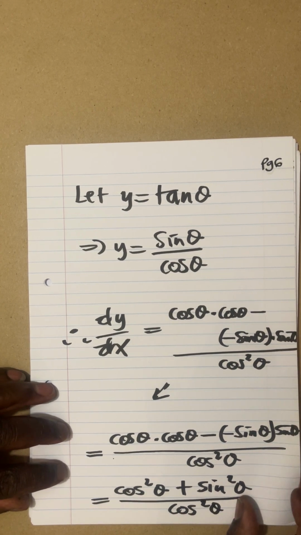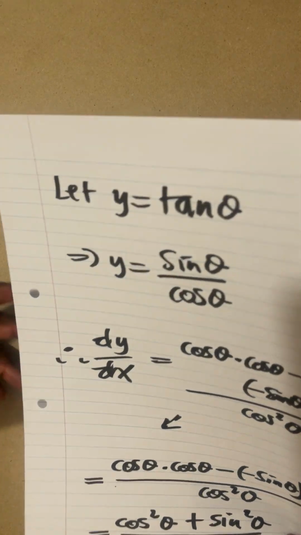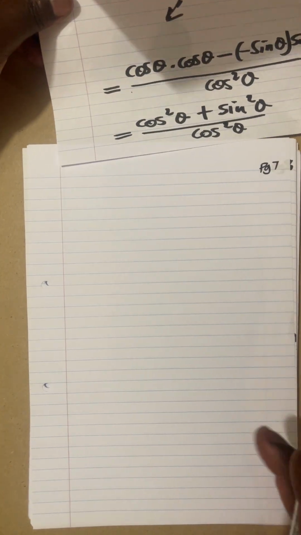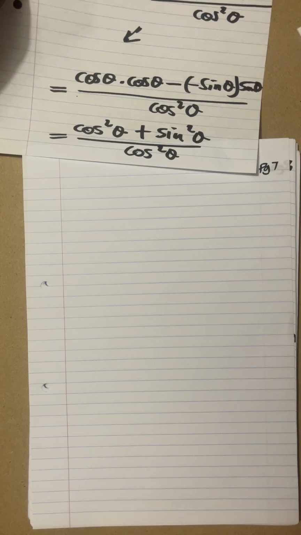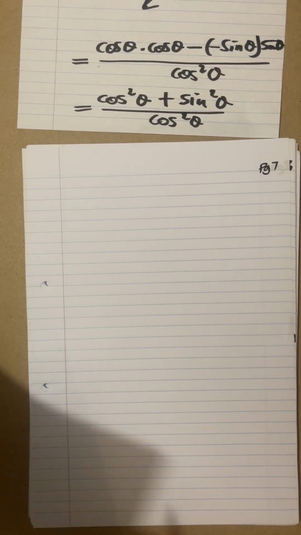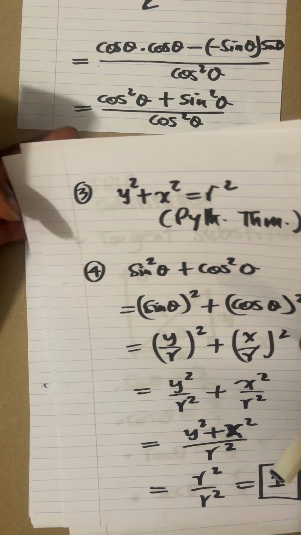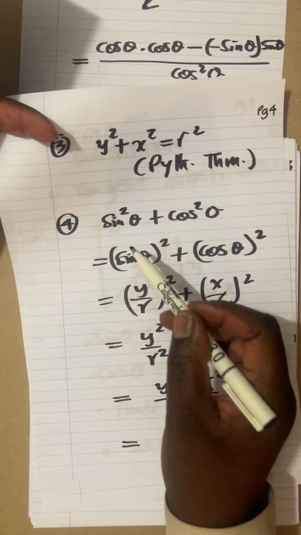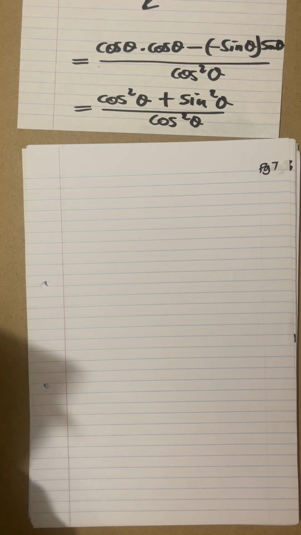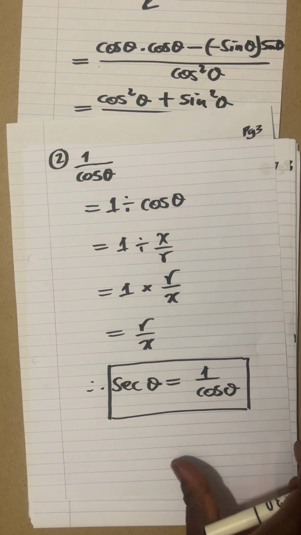What did we say? Sine squared plus cos squared equals 1. Check this out. We've explained that. Let me just go back and show you. We showed you that sine squared plus cos squared equals 1. Here it is. Sine squared plus cos squared equals 1. Right. And I also showed you that sec is actually 1 over cosine. Just keep that in mind.